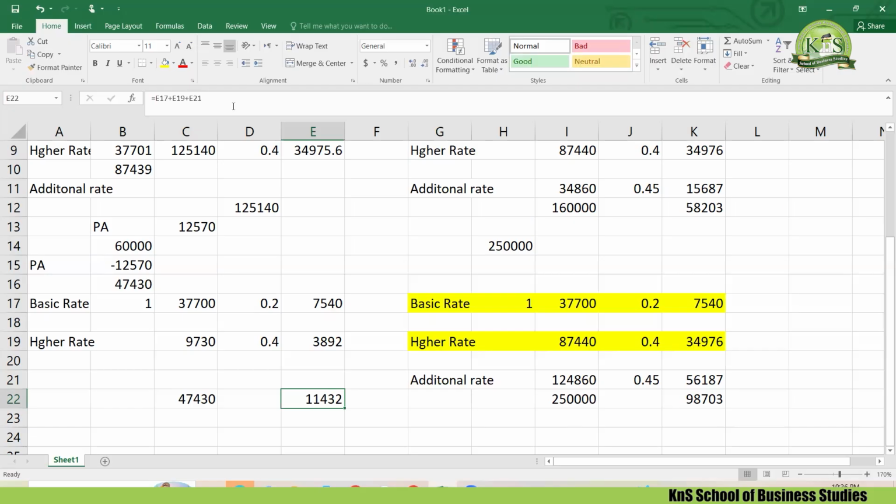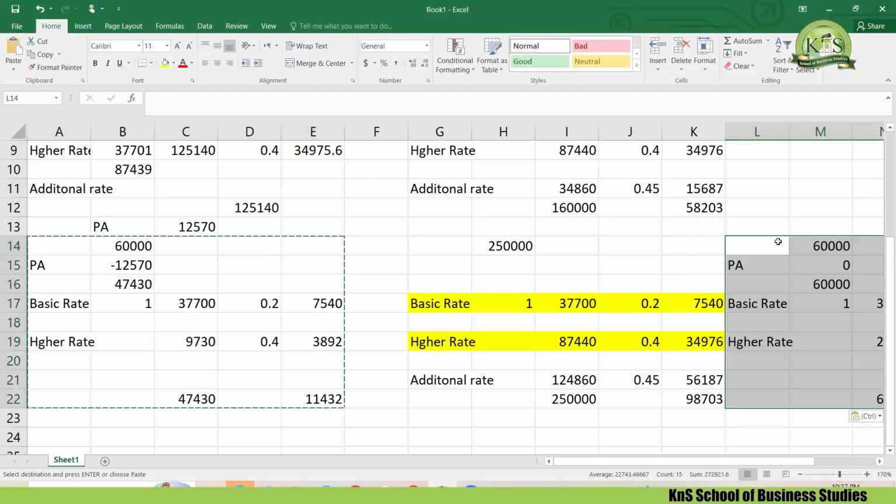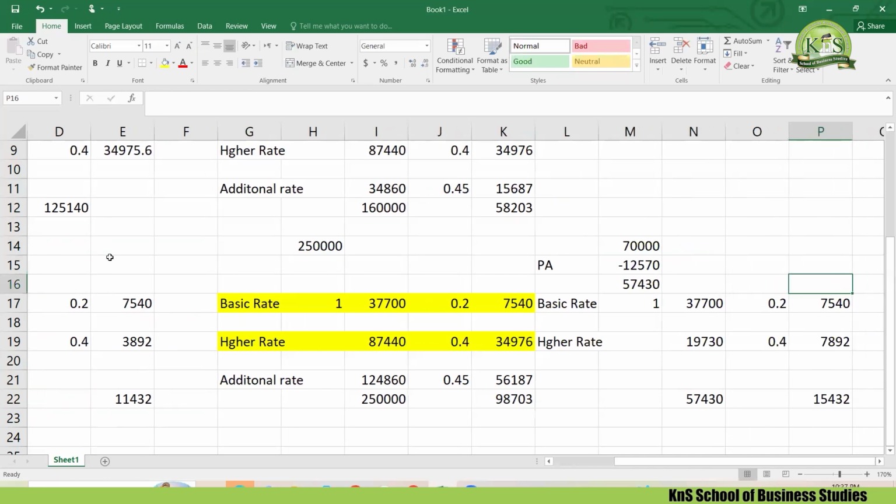Let's see who has done it. Okay, Carol, let's check. The figure is 70,000. I'm going to paste it here and mention 70,000. I will link up the personal allowance, same, and this is the figure I'm having. So the answer is 15,432. Correct. Very good, Carol.